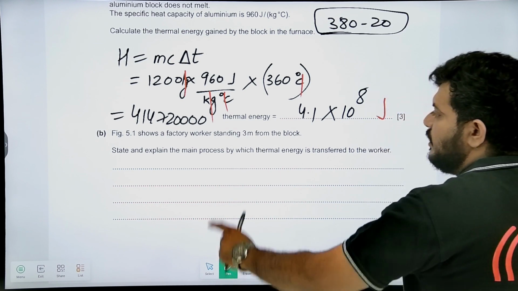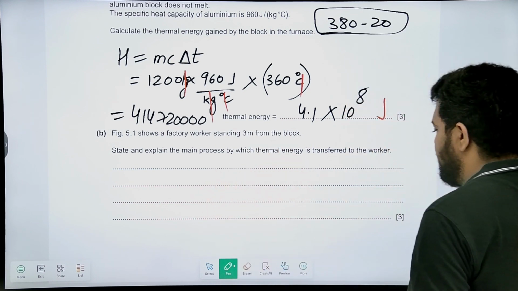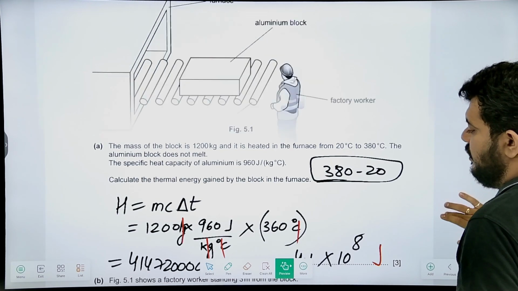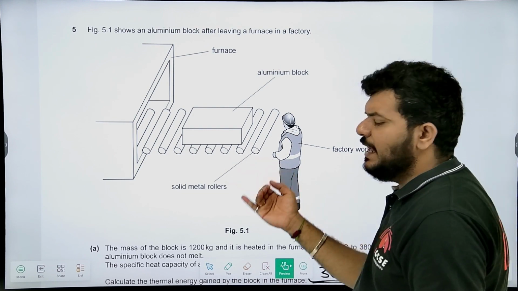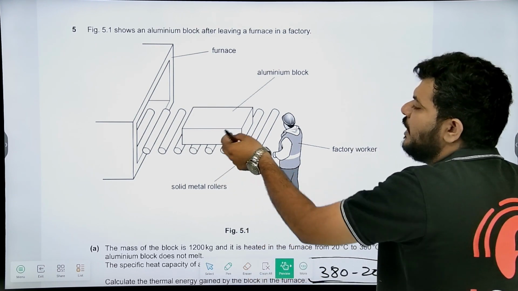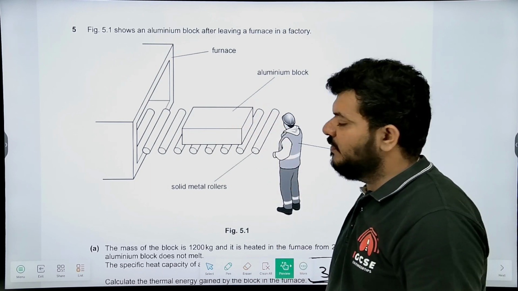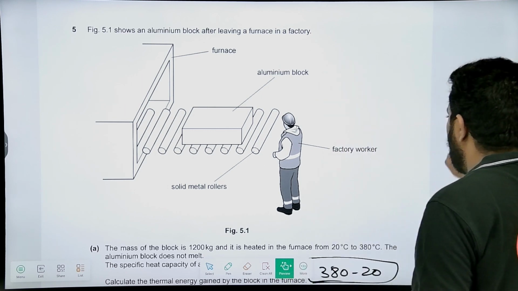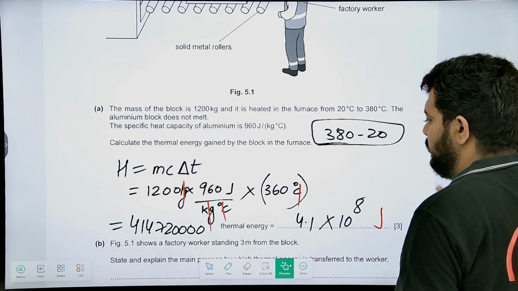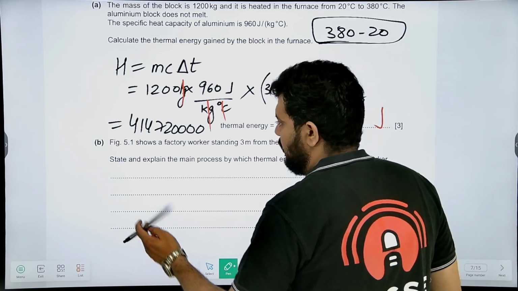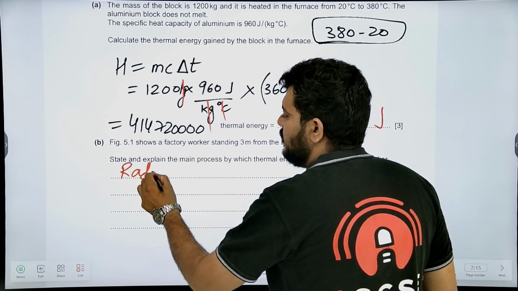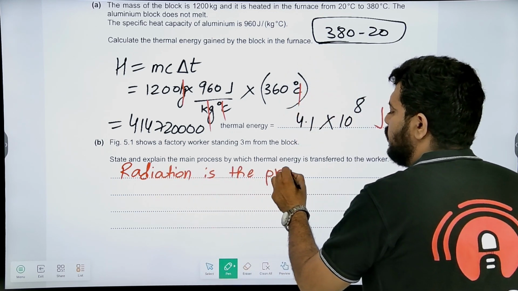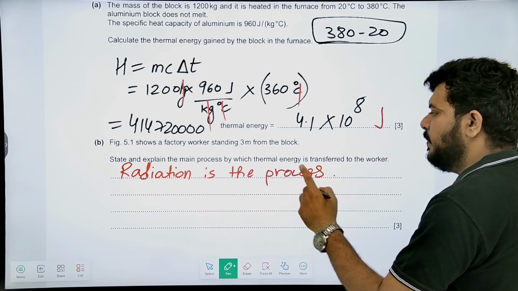Now, keywords of the question: state and explain, just like that pressure question. Let's see. If he is standing 3 meters away, the air, after being heated from the aluminium block, it rises, right? So convection is no way the answer. Conduction cannot happen because he is not touching it. So the only answer is radiation, right? The answer is state. So radiation is the process. And explain the main process.